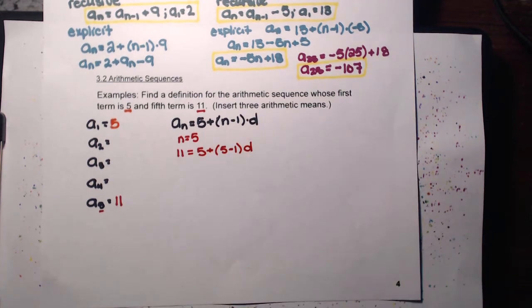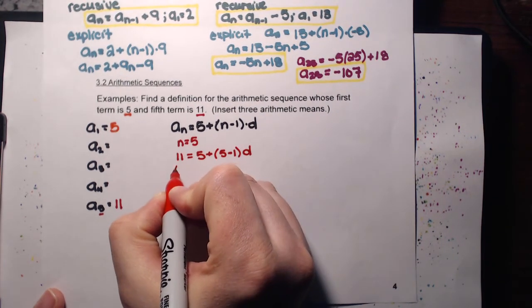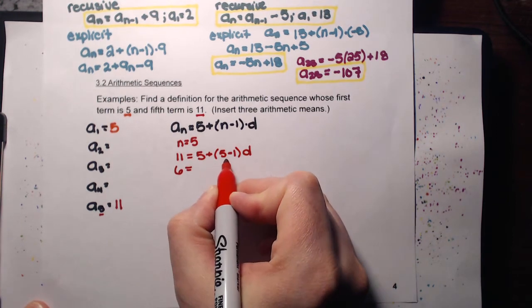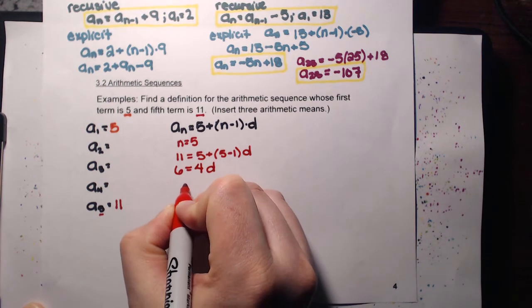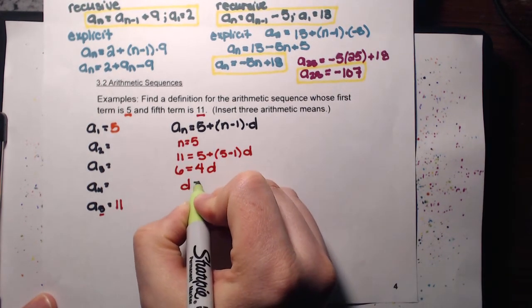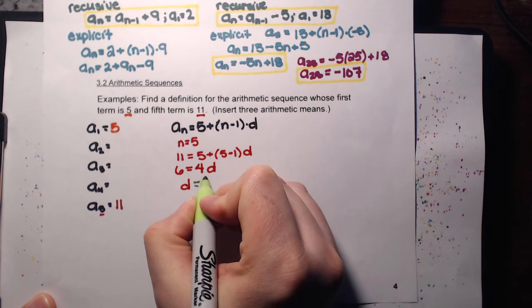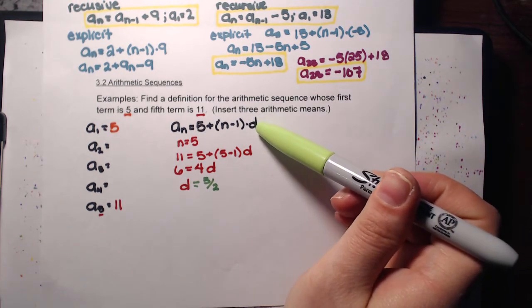So I have that. Then I'm just going to subtract 5 from both sides, and I get 6 is equal to 5 minus 1, which is 4, times the difference. And so then I can find the difference being 6 divided by 4, or 3/2. So now I actually have the difference that I can plug in.